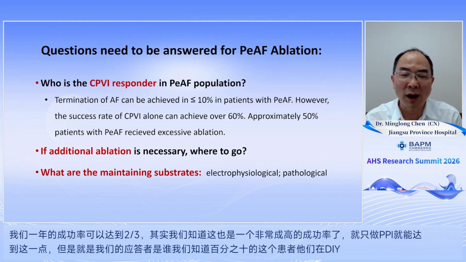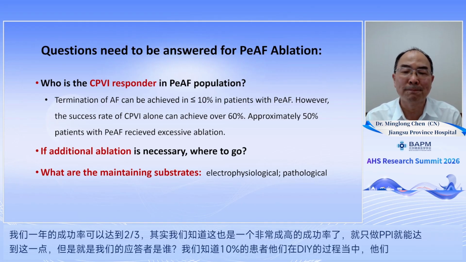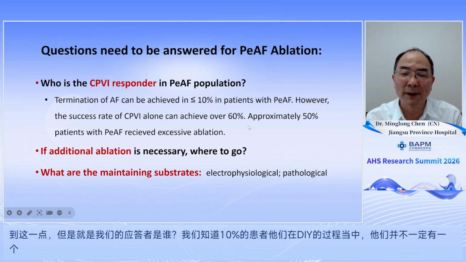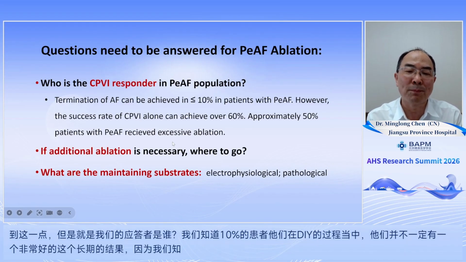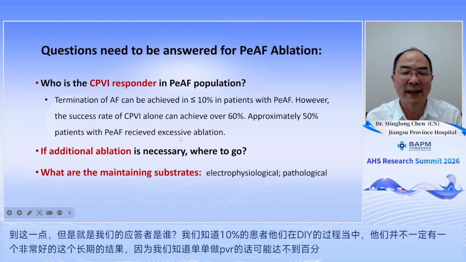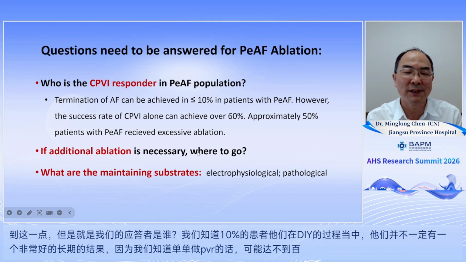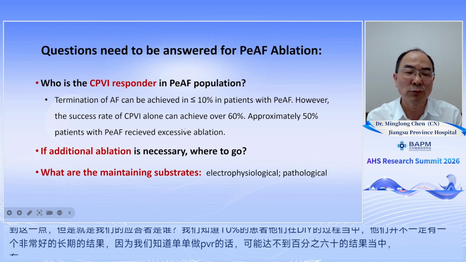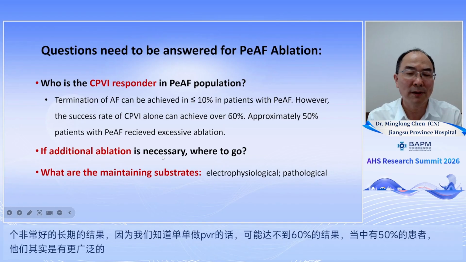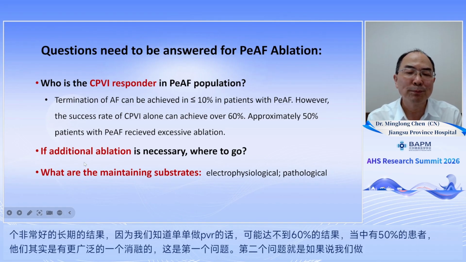But we know in our heart that only PV isolation can achieve a success rate as high as 60%. Approximately 50% of the patients actually receive excessive ablation. So this is the first question. The other important question is, if we do additional ablation in the left atrium, where to go? And what are the true maintaining substrates?